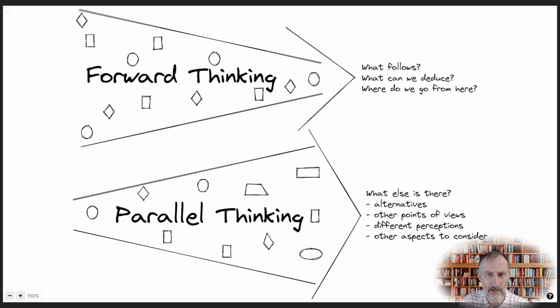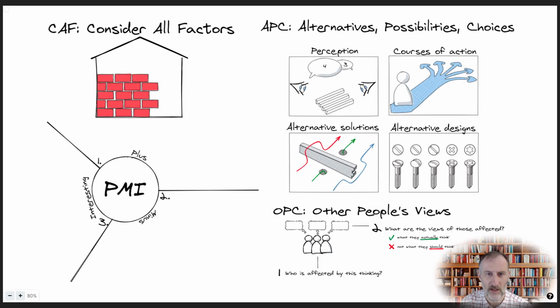There are two main directions for thinking, forward and parallel. In forward thinking, the key question we ask is, what follows? What can we deduce? Where do we go from here? In parallel thinking, the key question is, what else is there? This means understanding alternatives, other points of view, different perceptions, and other aspects that should also be considered. The following algorithms all target to improve our perception and support parallel thinking.